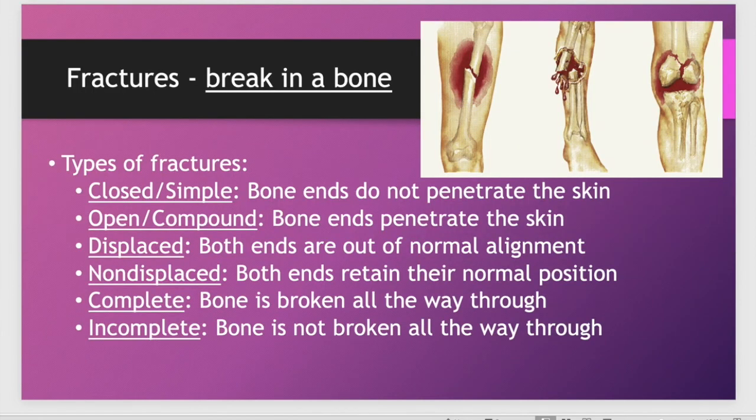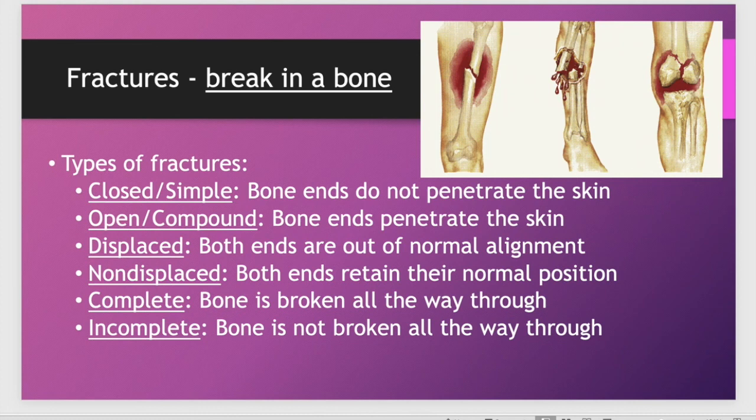A fracture is simply a break in a bone, and there are types or categories of fractures. So you can have multiple terms to essentially describe a particular fracture. First, a fracture can either be closed, or another term for that would be simple, or it can be open or compound. So open or compound are synonyms.